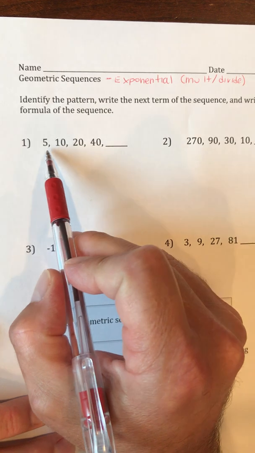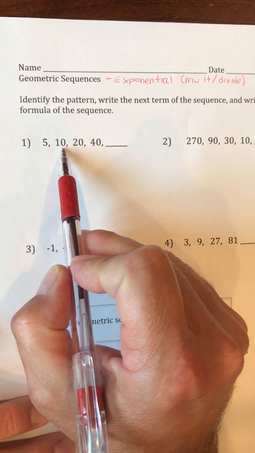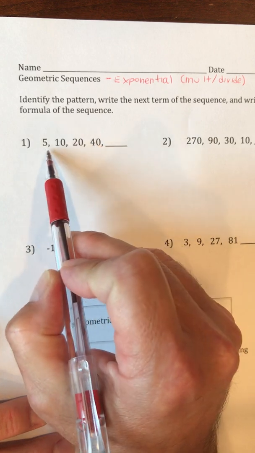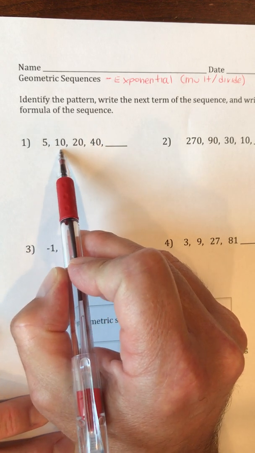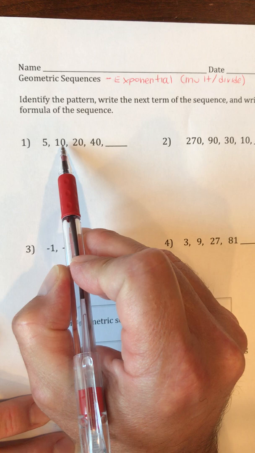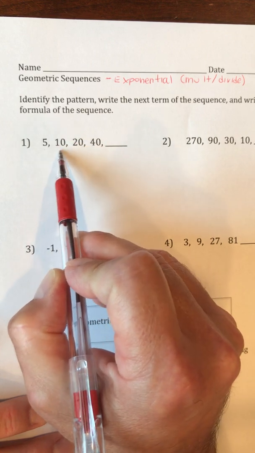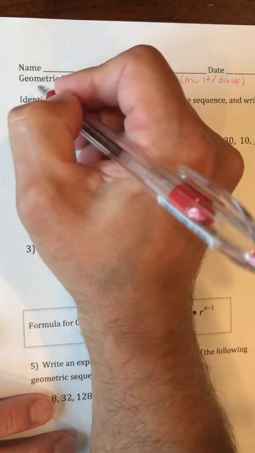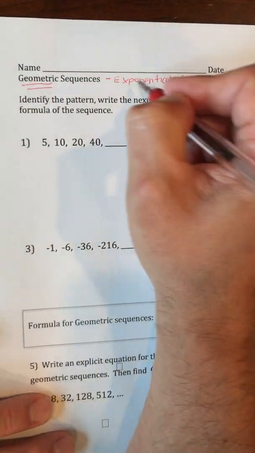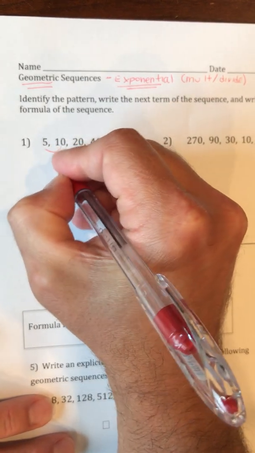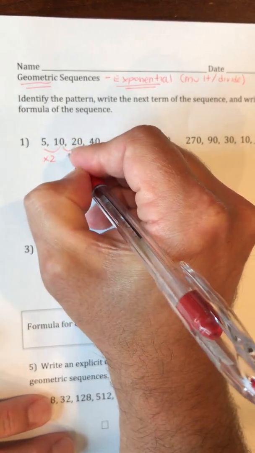So if you're looking at number 1, it goes from 5 to 10 to 20 to 40. Now, if it was linear, from 5 to 10, it goes up by 5. Then after 10, it would have been 15. So since it's not adding 5 each time, that should be a hint that it's going to be geometric, which is exponential. So hopefully you see that from 5 to 10, it's multiplying by 2.